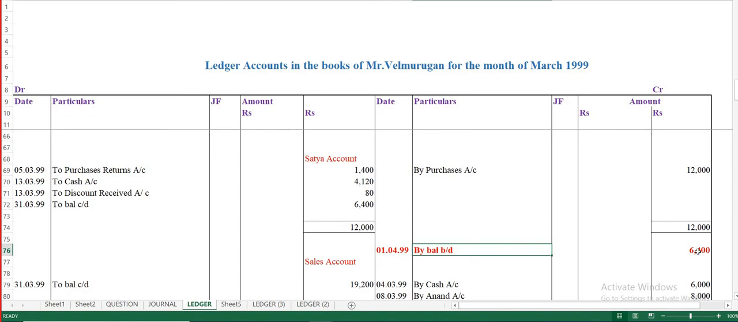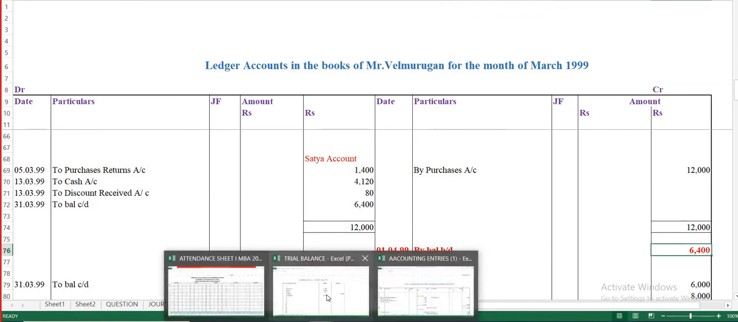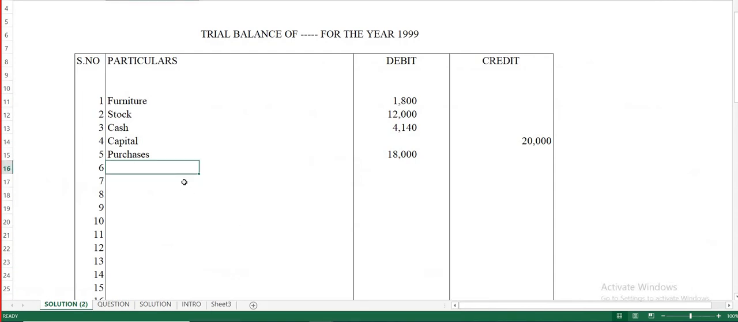It is understood. So 6,400, if you see, comes on the credit side. So the credit balance, we have to show on the credit side. So 6,400 Satya. Let me show 6,400 on the credit column. Still I am liable to pay him. Okay.